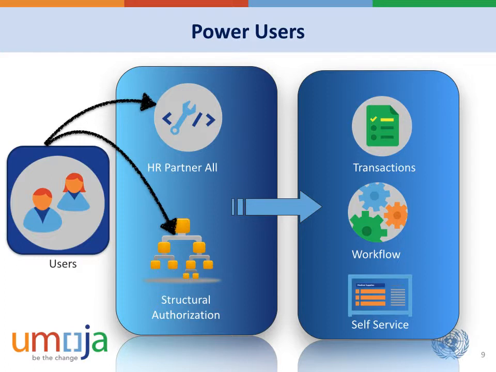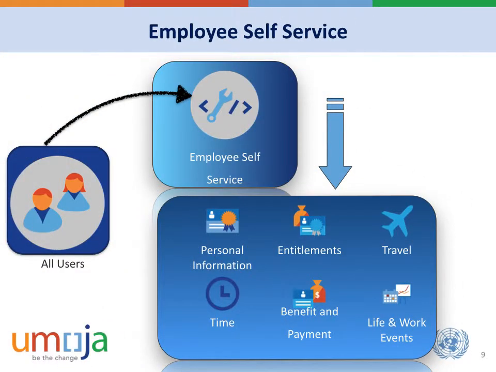In this example, if the user is assigned with an HR partner role with a structural authorization of an organizational unit, he or she will be able to do the transactions, approve the workflows, and also do the self-service on that organizational entity where he or she has been assigned. This is not a matter of concern for us right now. The concern is the employee self-service.